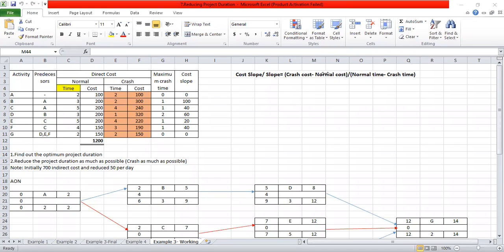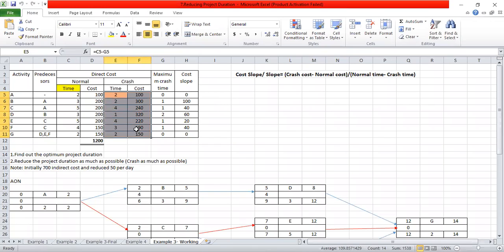Let's start now. Have you all tried to do example number 3 and 4? Did you all get the answers for these two questions? So, I will start with example number 3. In example number 3, they did not give us the crash time and crash cost, right?